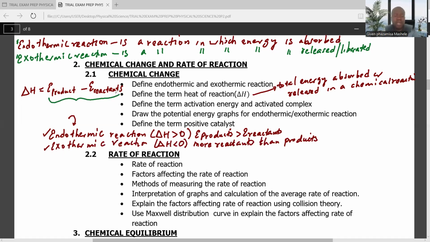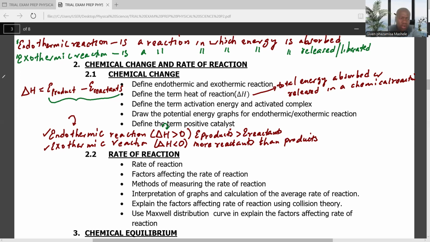So it's very important for a learner to be able to consider or look at these signs, especially in the reaction. We'll talk about this when we deal with chemical equilibrium, ladies and gentlemen. So these are the things that a learner should be able to understand in order to get good marks in physics paper 2.